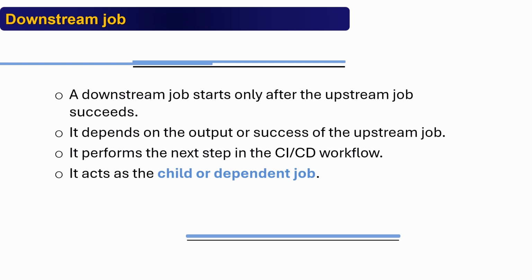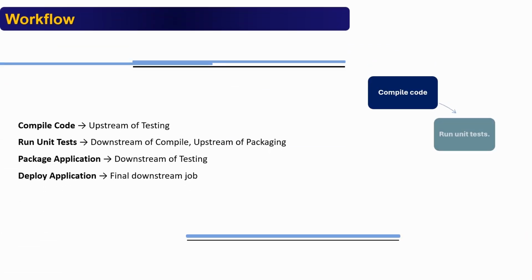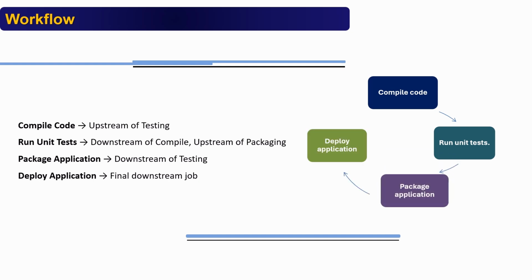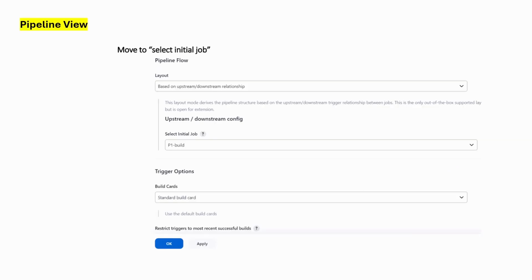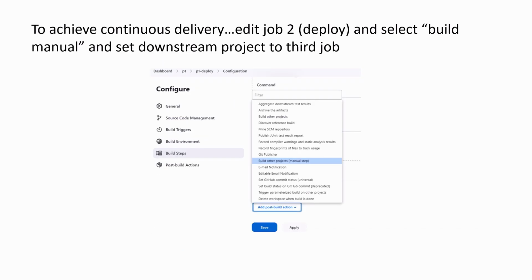The downstream job performs the next stage in the CI/CD pipeline. Depending on the project, this could involve running unit tests, packaging the application, performing security scans, or deploying the software. Since it relies on another job to begin execution, it is commonly referred to as a child job or dependent job. This dependency ensures that every stage executes only after the previous stage has been successfully completed, making the automation process more reliable and reducing unnecessary failures. A Jenkins job can be both upstream and downstream depending on its position in the workflow.